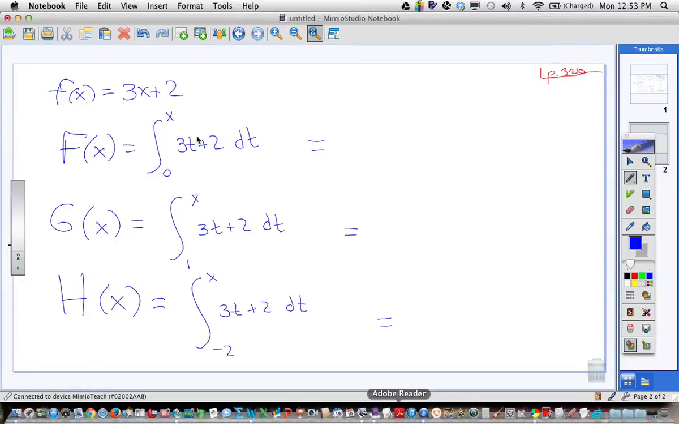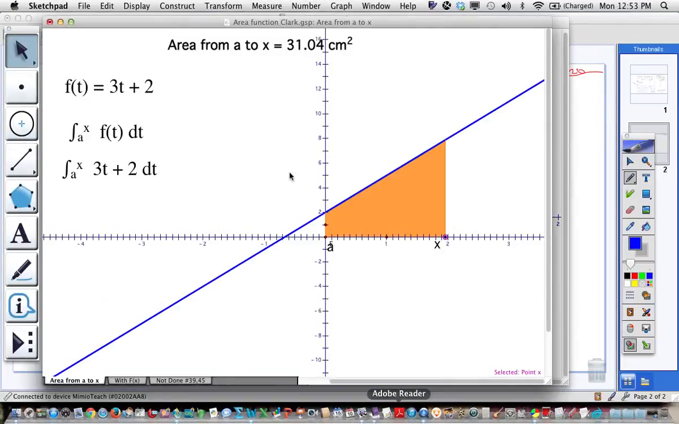Okay, big F is the integral from 0 to x. In this homework problem, number 21, they say find the formulas for big F, big G, and big H. We're going to do big F and big G strictly with graphs, and big H kind of that way, but we'll cheat a little bit. And then I'll show you how we can do them algebraically.